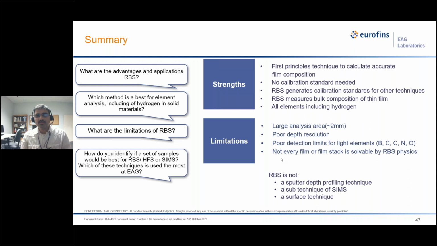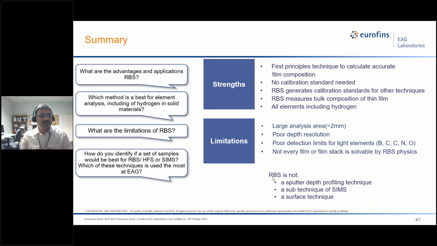So we always suggest you contact us ahead of time to check the feasibility of the analysis for your film stack. Regularly, oxides, nitrides, and carbon films are all things we can do, but there are some special cases where we receive film stacks that are not suitable for RBS. We always suggest you contact us beforehand.